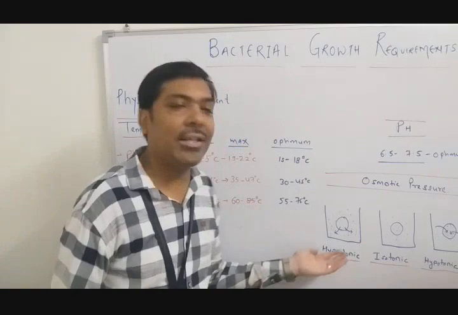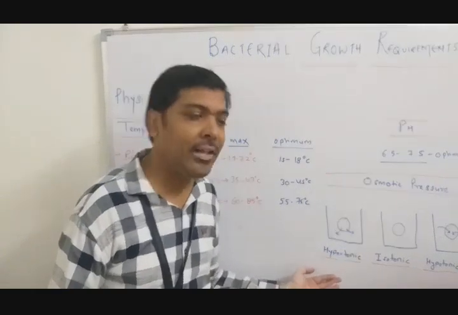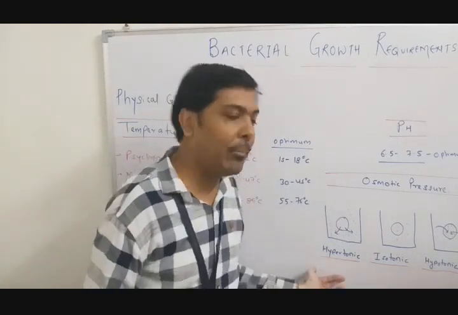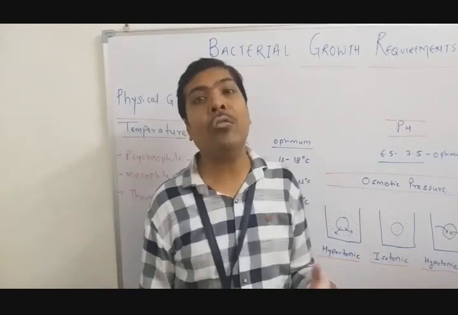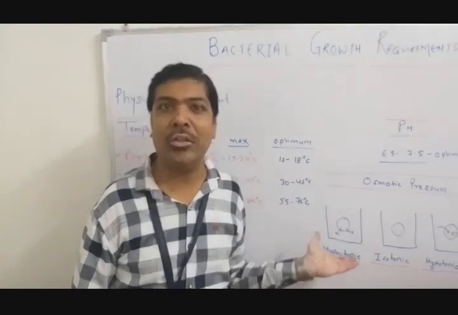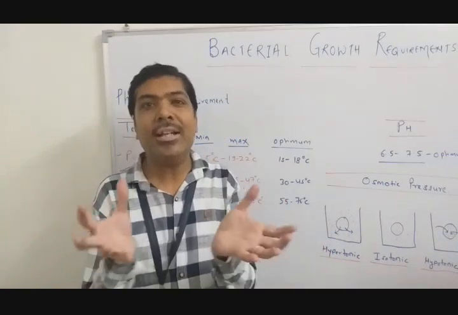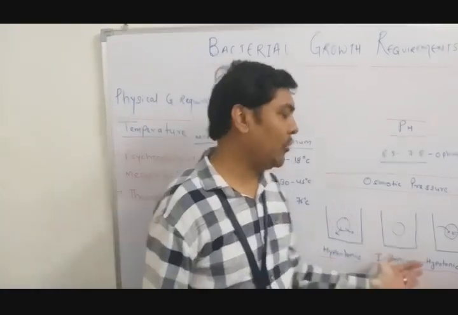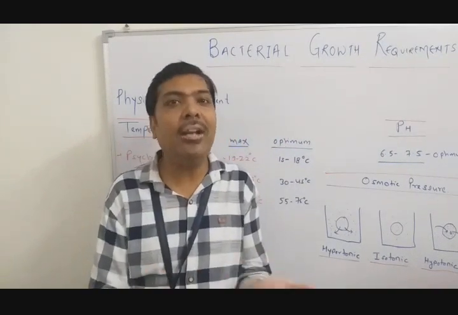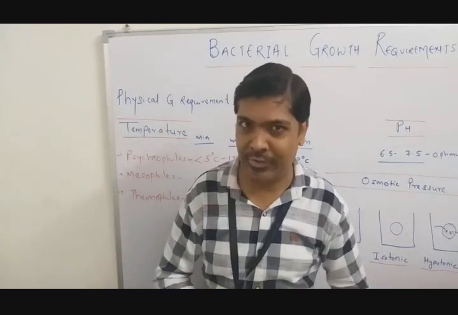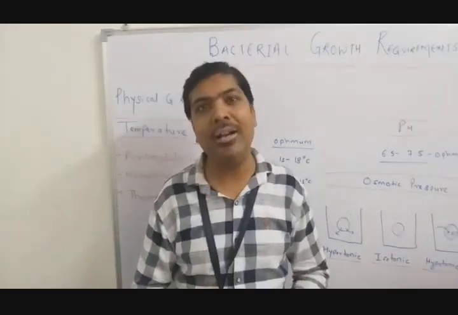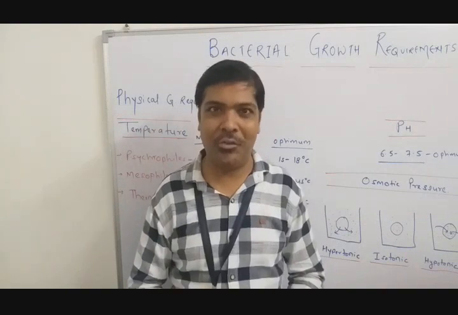Again, if the solution is hypertonic or hypotonic in nature, then what will happen? If it is a hypertonic solution, the water will migrate from the region of lower solute concentration to the higher solute concentration, and definitely the cell will shrink. Similarly, if you talk about the hypotonic solution, the water will migrate inside the cell, and the bacterial cell can burst. So the most suitable tonicity for the growth of bacteria is actually the isotonic solution.